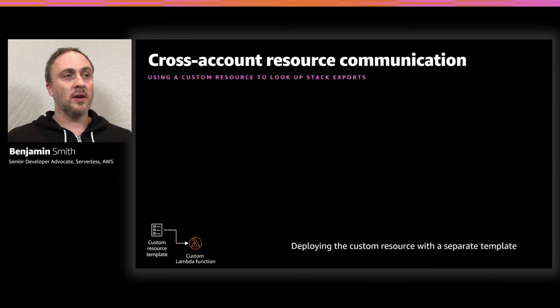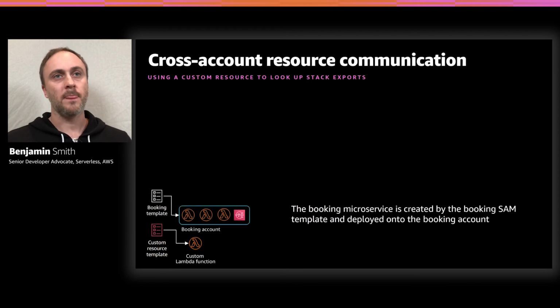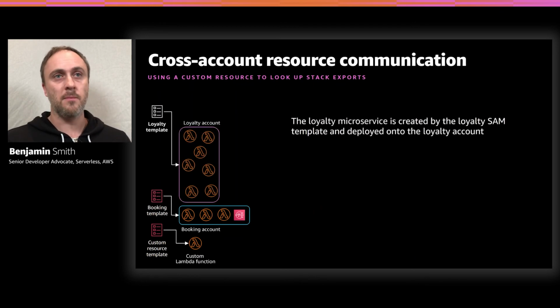So this custom resource Lambda function is defined using SAM and it's deployed just like all the other Lambda functions. It's deployed like the booking and the loyalty microservice Lambda functions. The booking microservice is created by a separate SAM template and deployed into the bookings account. And the loyalty microservice is created by the loyalty SAM template and that's deployed into the loyalty account.